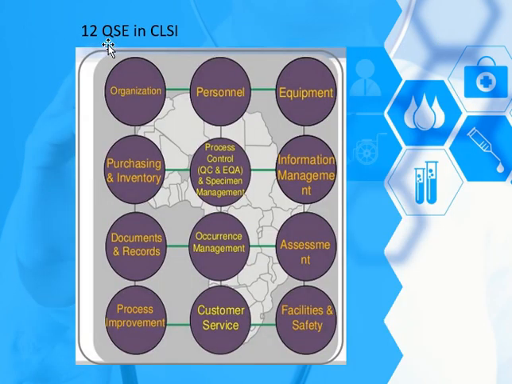Okay, for CLSI, these are the elements covered in the CLSI. You can read by yourself, which include organization, personnel, equipment, information management, process control, purchasing and inventory, documents and records, occurrence management, assessment, facilities and safety, customer service, and process improvement. So these are the big titles in the CLSI. The details are mentioned in the manual book.